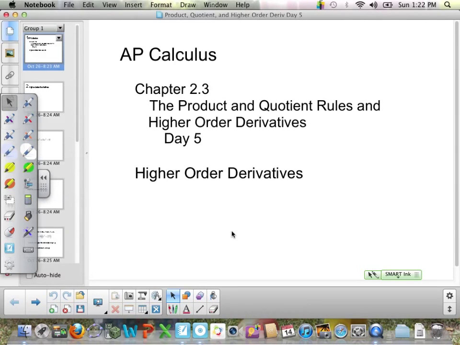Chapter 2.3, the product and quotient rules and higher order derivatives. Day 5. Today we're going to look at higher order derivatives.